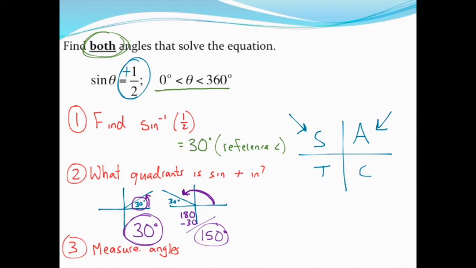You can always check these very simply. Type in your calculator sine of 30, making sure you're in degree mode. You'll see that it does in fact come up positive 1/2. Also type in sine of 150 degrees, and you'll see that that also comes out to be positive 1/2. So there are my two answers.